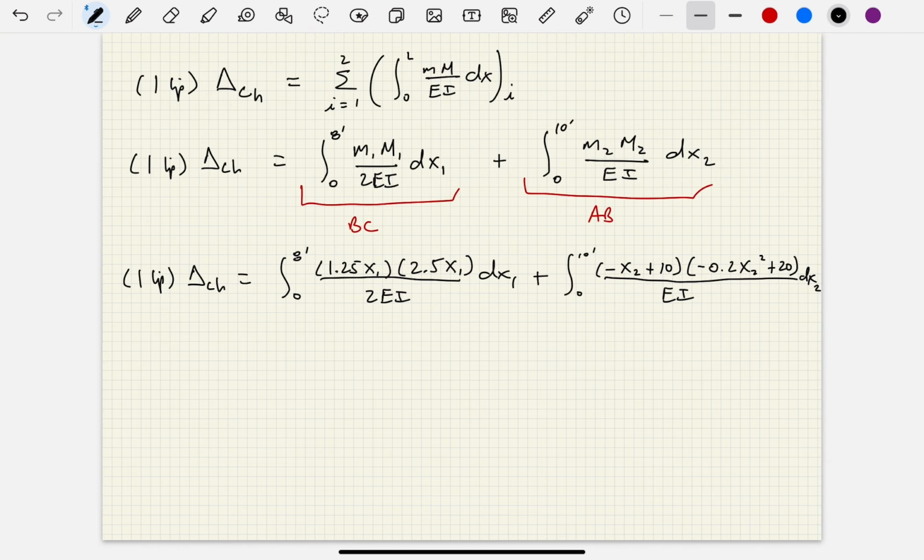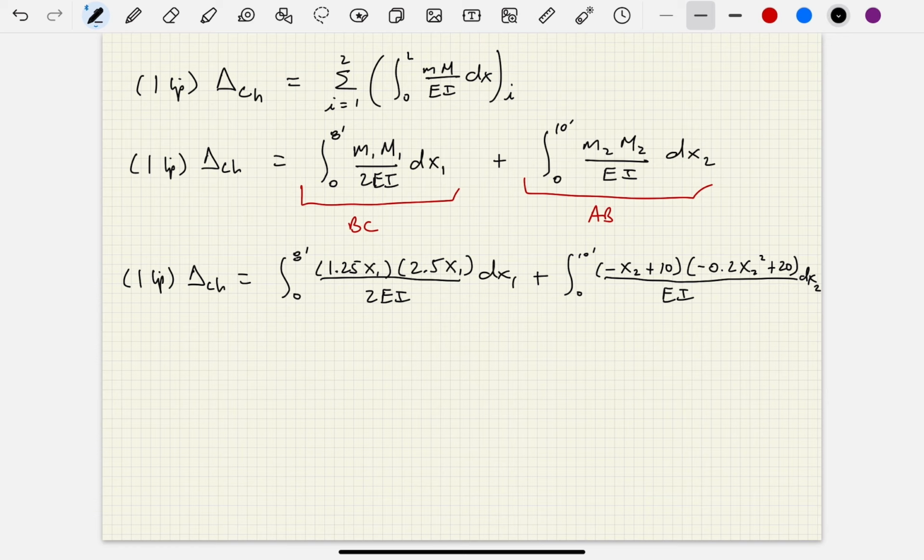So am I ready to evaluate these integrals? Sure. And these are pretty simple integrals. These are polynomials. So you could do them by hand if you wanted to, or you can go to a calculator. I'm going to use my TI-36X Pro. So I'm going to perform those integrations there, 0 to 8 feet. I'm doing this first one first. So you just want to punch this in carefully, 1.25x, times 2.5 times x again. We're going to evaluate that from 0 to 8. We also want to divide that by 2.